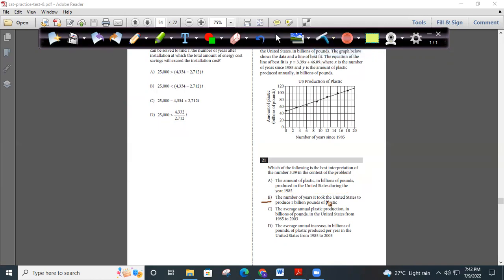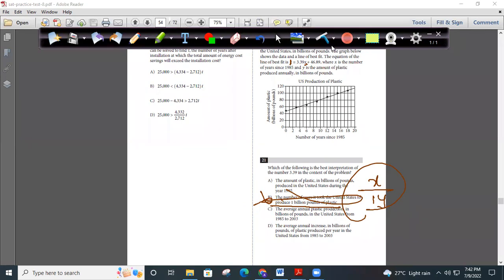Now B for Bangalore: the number of years it took the United States to produce 1 billion pounds of plastic. So if y is equal to 1, what is x? That is meaningless. B is the reverse: the number of years it took, whereas what we need is the change in x for 1 unit change in y. So definitely reverse. No one should answer B for Bangalore.